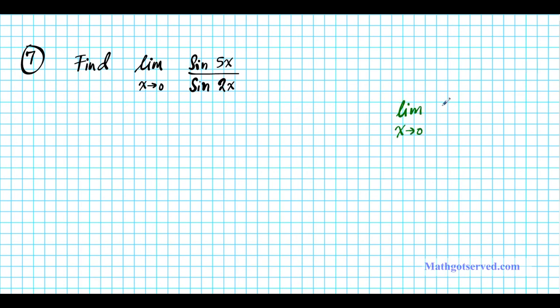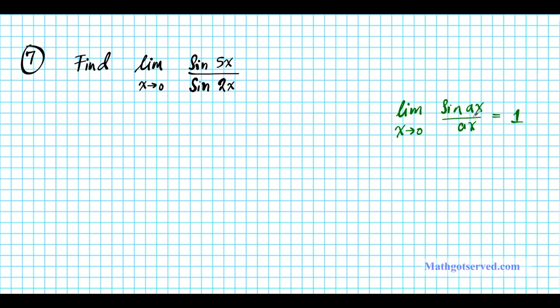All right, let's take a look at question number 7. For question 7, we're to find the limit as x approaches 0 of sine 5x over sine 2x. Now this limit can be evaluated using the Squeeze Theorem, which is based on the idea that the limit as x approaches 0 of sine ax over ax is equal to 1.